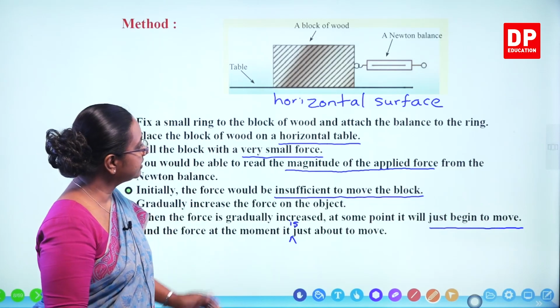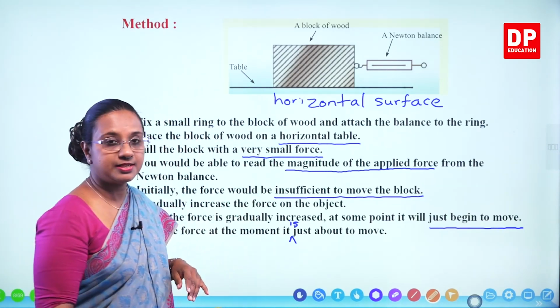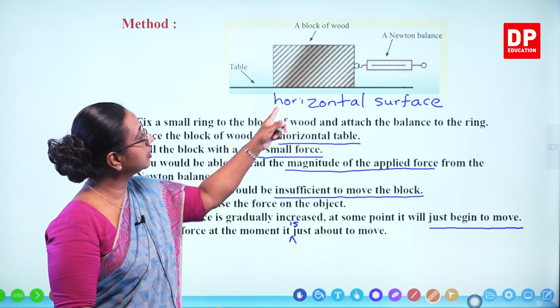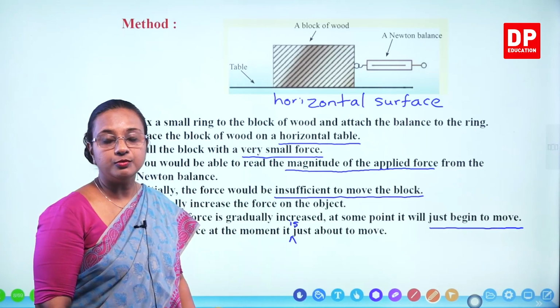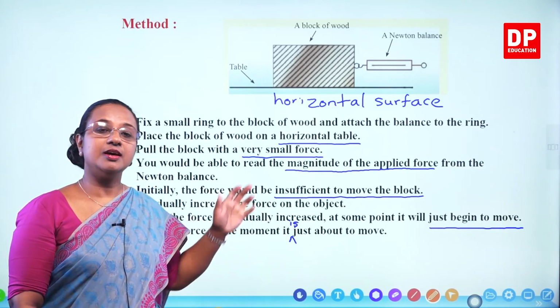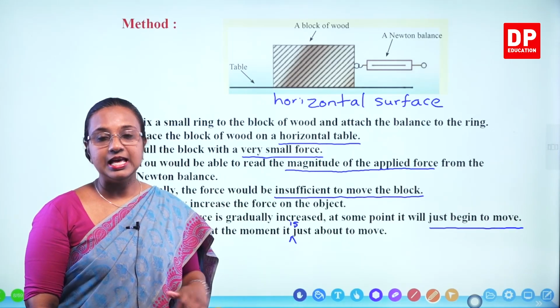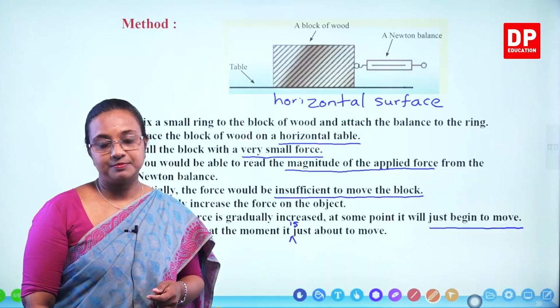So this is a very simple activity. Only thing, you have to have a horizontal surface, a wooden block and a Newton balance attached to the wooden block. So that you have understood this activity clearly. Now let us do this activity in the lab.